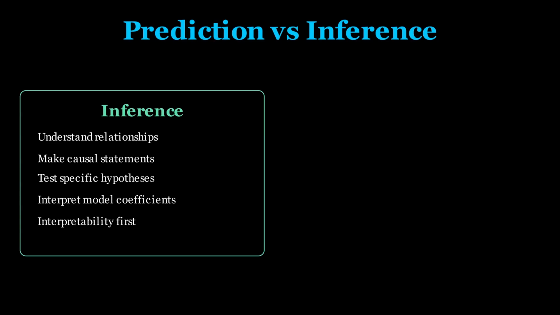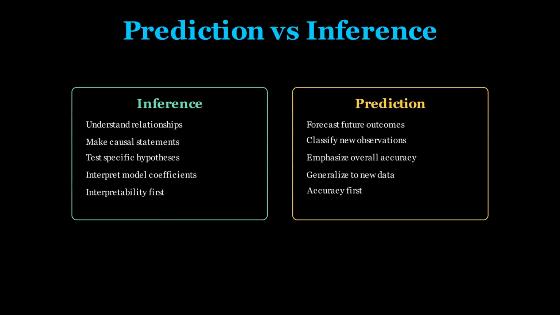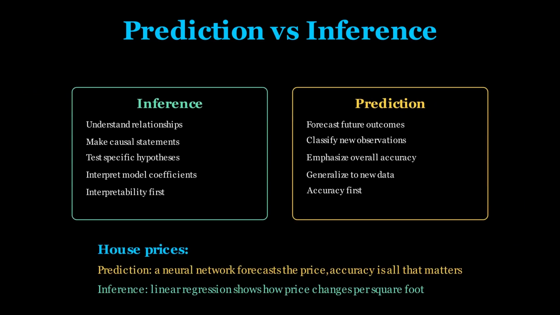Inference focuses on interpreting the coefficients of the model to determine the effect of each predictor on the response. On the other hand, modeling for prediction is used when the primary objective is to accurately forecast future outcomes or classify new observations. This approach emphasizes the overall accuracy and generalizability of the model to new data, rather than the interpretability of individual coefficients.